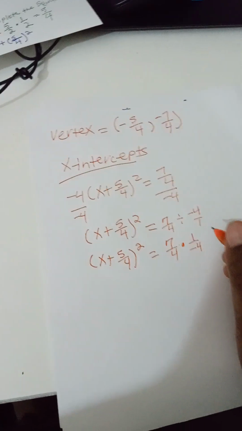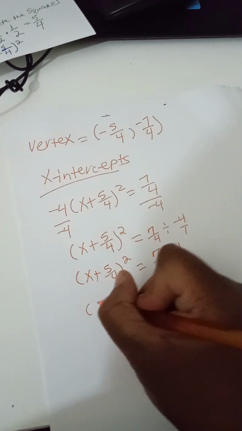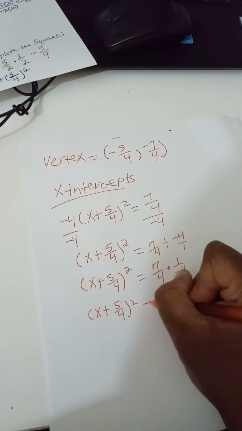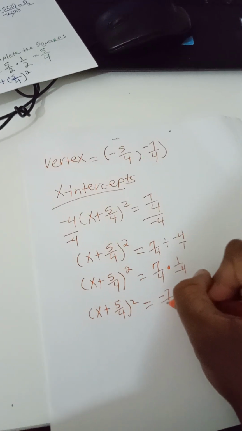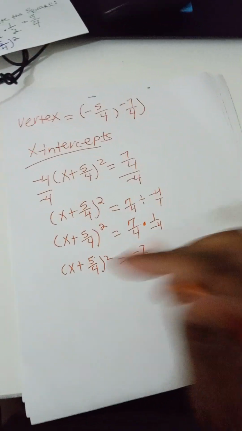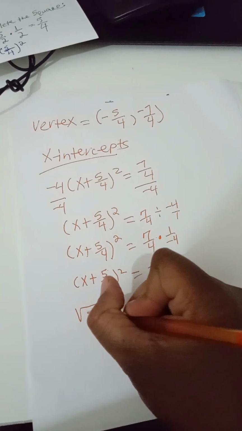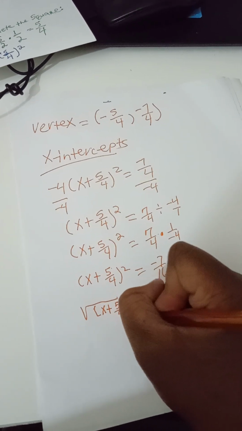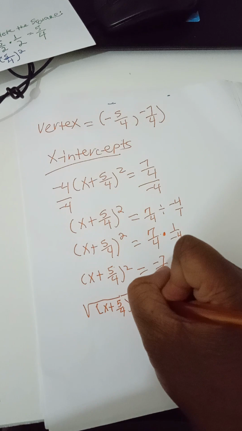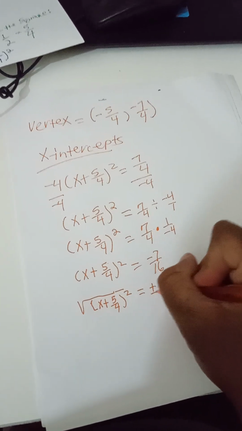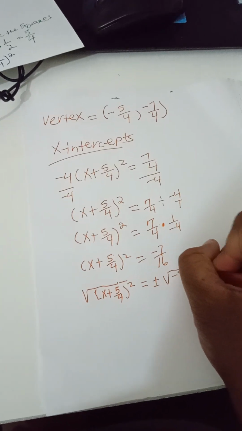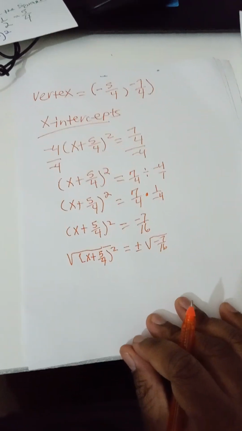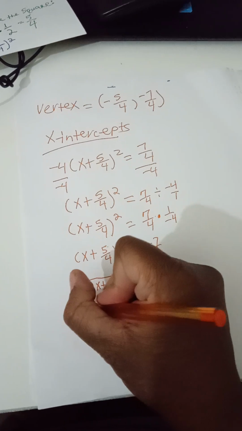And that is going to give us x plus 5 divided by 4 squared is equal to -7/16. So we take the square root of both sides. So x plus 5 divided by 4 is equal to plus or minus the square root of -7/16. Since there is a negative under the square root sign and it's an even root, there will be no x-intercepts.